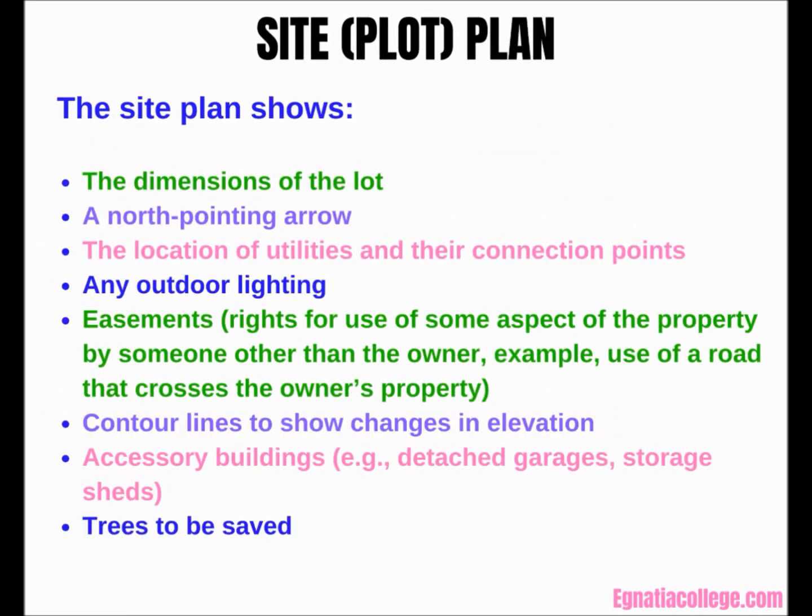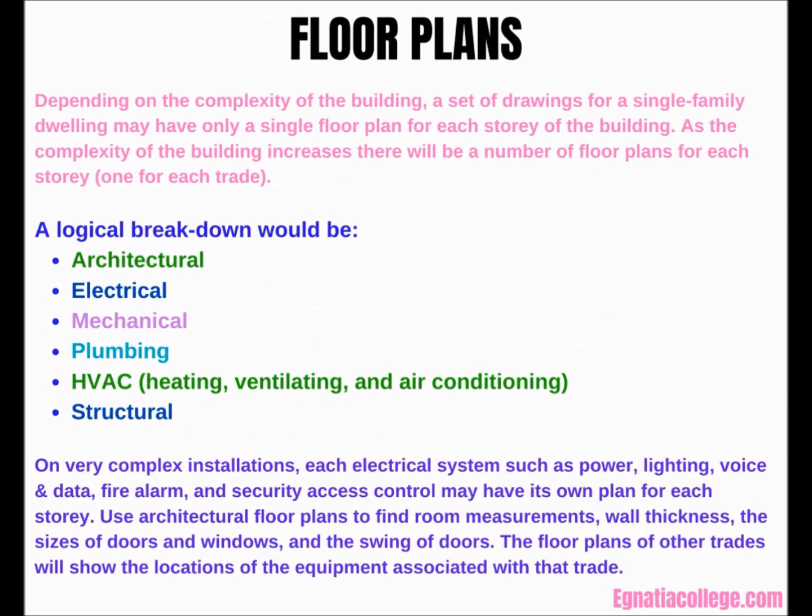Site, plot, plan. The site plan shows the dimensions of the lot, a north-pointing arrow, the location of utilities and their connection points, any outdoor lighting, easements, rights for use of some aspect of the property by someone other than the owner. Example, use of a road that crosses the owner's property. Contour lines to show changes in elevation. Accessory buildings, example, detached garages, storage sheds. Trees to be saved.